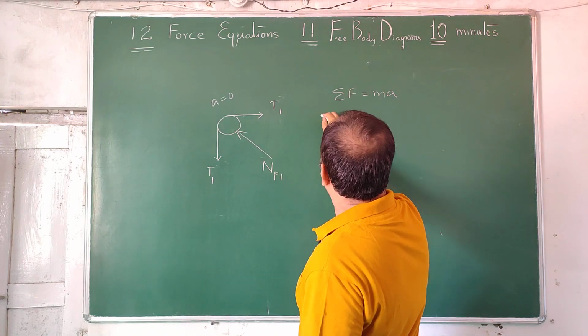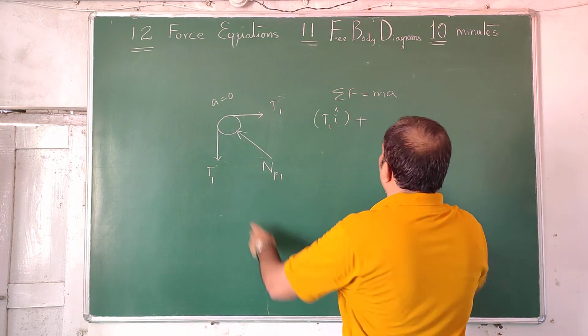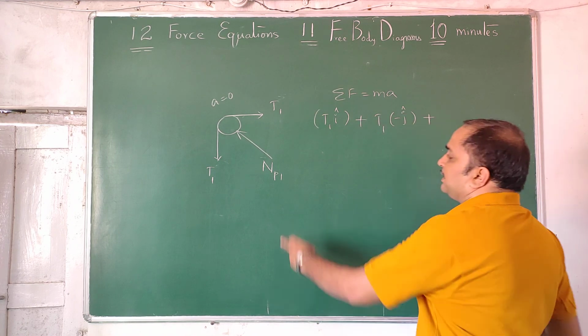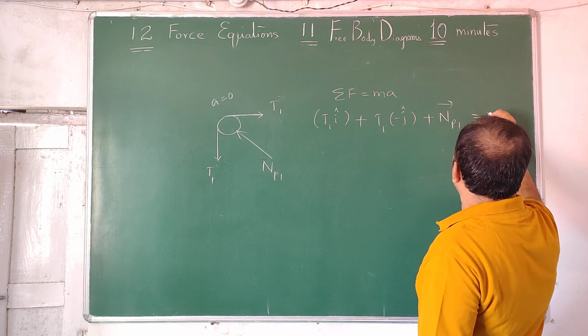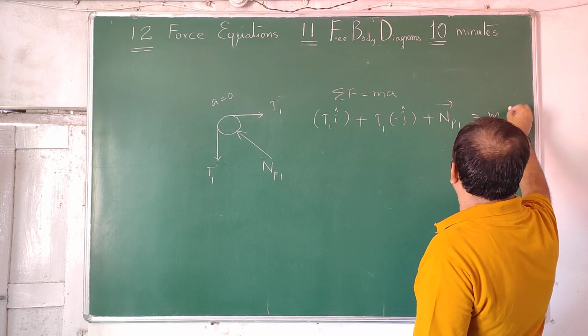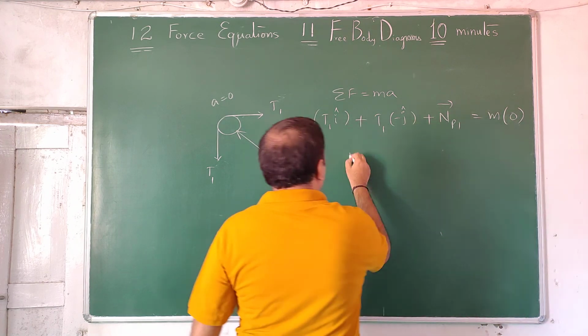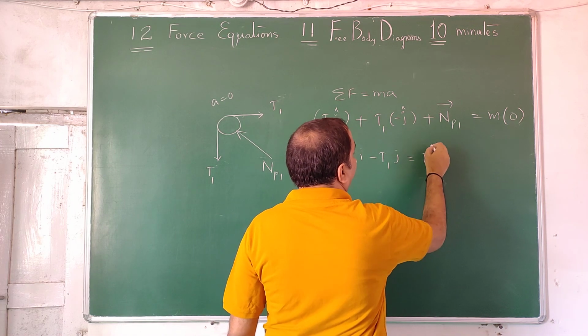This force on the right side is T1 i cap, it's a vector. Plus T1 minus j cap, it's a vector. Plus NP1 vector, which is not known, is equal to mass times acceleration. Mass exists, acceleration vector is 0. So sum of these two you will get it: T1 i minus T1 j is equal to NP1.